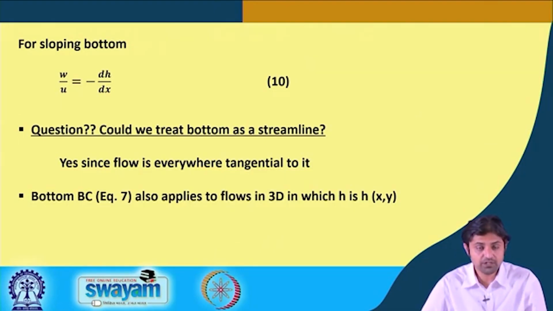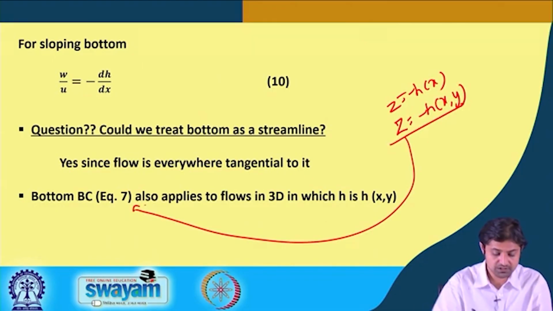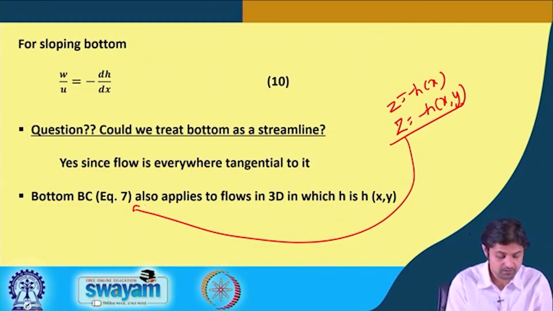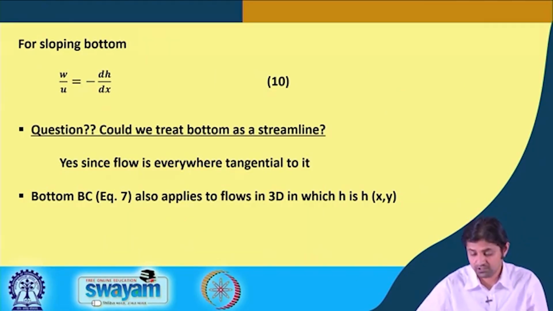So the bottom boundary condition, which was equation number 7, also applies to flows in 3D in which h is h of x comma y. You remember we started the derivation with z is equal to minus h of x, but let us say h is not only a function of x but also a function of y, then also that bottom boundary condition equation 7 will apply. It will just have one more term in the differential equation that we have.